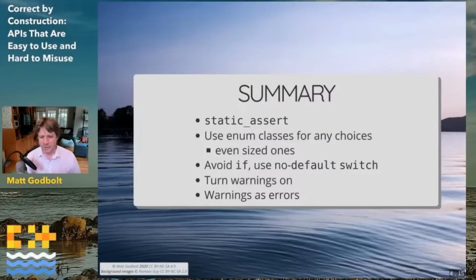It's a fairly standard thing to do. But the more contentious thing is that for these types of things, a no-default switch is a good thing to do, because then you get the compiler's help when you add something new to the enumeration. Turn warnings on, make sure warnings are errors.